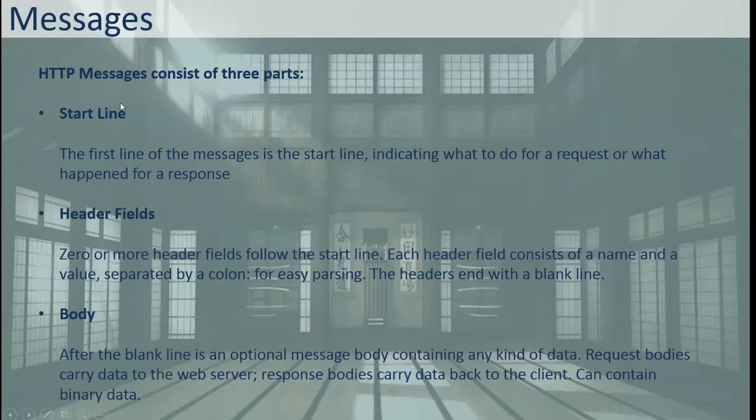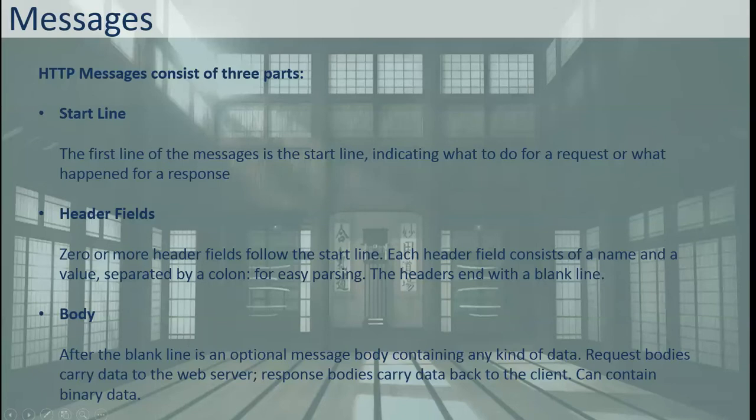All HTTP messages consist of three parts. First, a start line, which is the first line of the message, and it indicates what to do for a request or what happened for a response. For the request, we saw the GET and the resource we wanted, and for the response, we saw the protocol and the status code. The next part is the header fields, and you may have zero or more header fields. They consist of a name and a value, separated by a colon so that a browser can parse it easily. The headers end with a blank line.